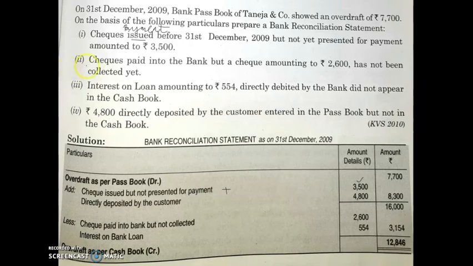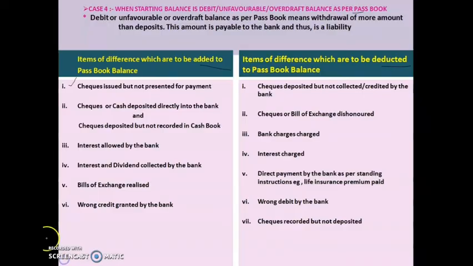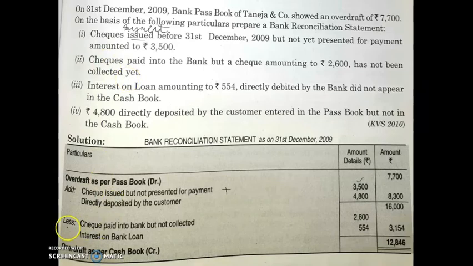Okay, so children, the second one is check paid into the bank, but check amounting to rupees 2,600 has not been collected yet. So we have paid a few checks into the bank, but out of those checks, one check amounting to rupees 2,600 has not been collected. So moving to our formula, see, check deposited but not collected by the bank. So what is done? It is deducted. So you have to show that in the subtraction side, that is the less side. Check paid into the bank but not collected, so that 2,600 has to be shown in the subtraction side.